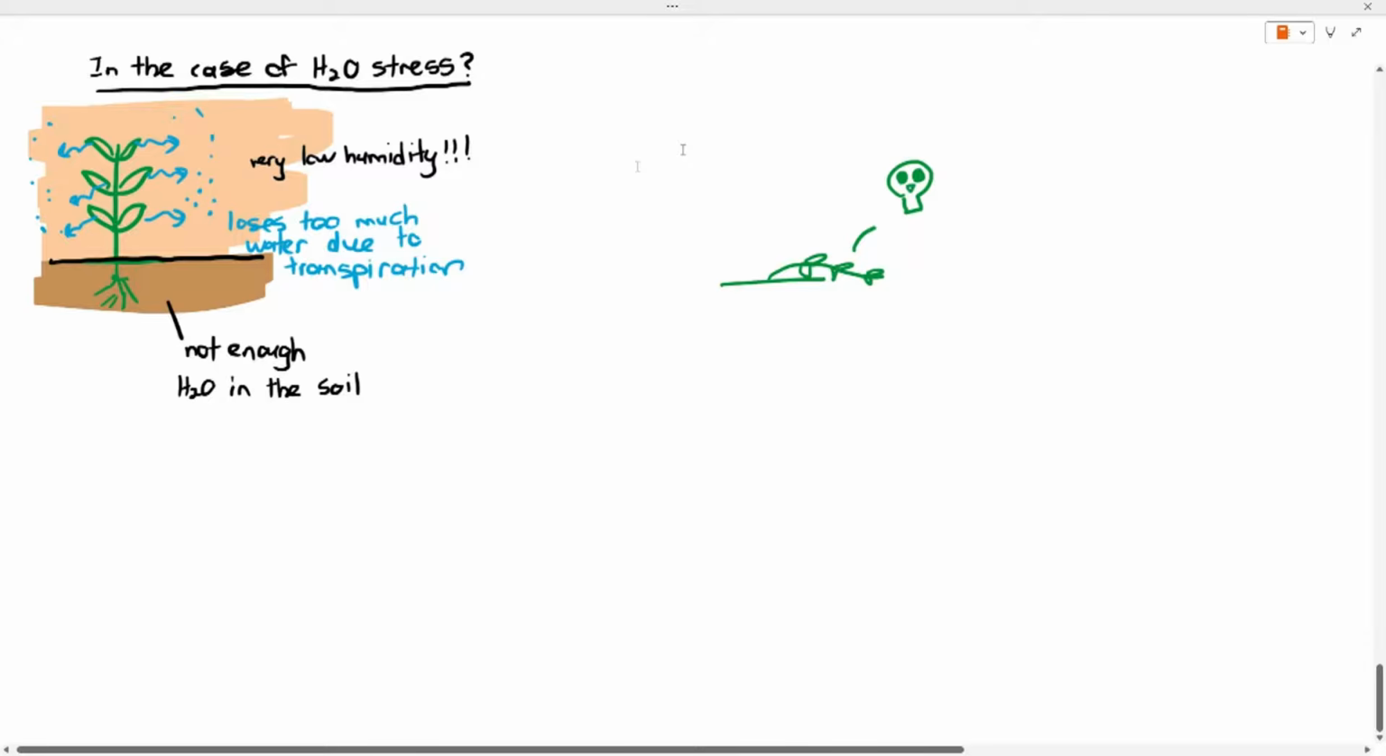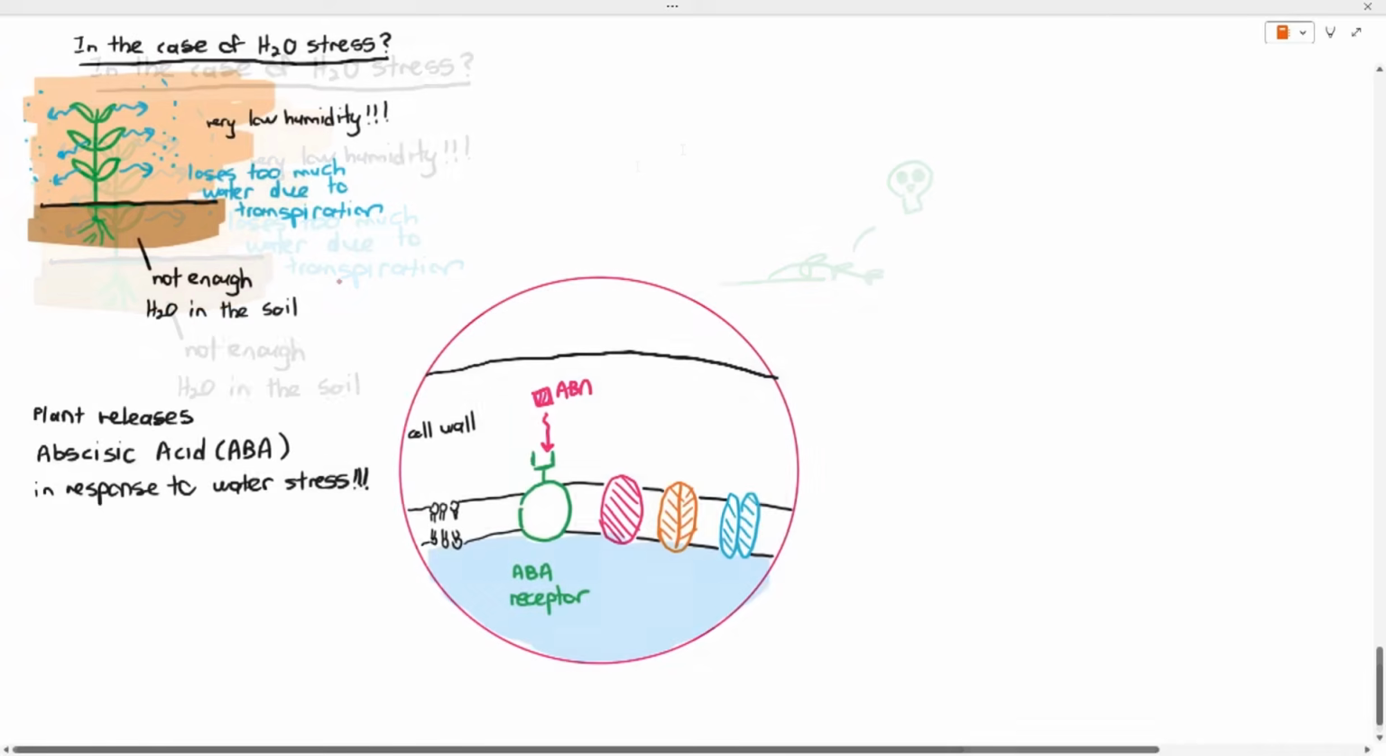So in this situation, if the stomata were open, the plants have to immediately close their stomata, because if they don't close their stomata quickly, they might lose too much water in the process and they might die. Okay? So in this situation, the plant releases the hormone known as abscisic acid, or ABA, in response to water stress. Yes, you may write ABA in the exam. Do not worry about this.